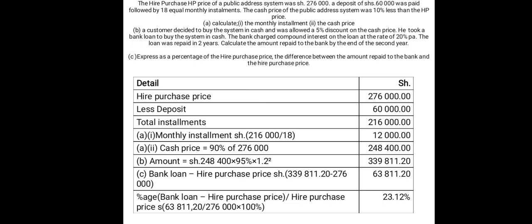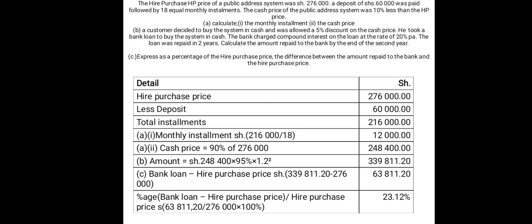Now part A, part 2 of it, we have been asked to calculate the cash price. The cash price we have been told was 10% less the hire purchase price. So we just take 90% of 276,000, and we get the cash price is 248,400 shillings.